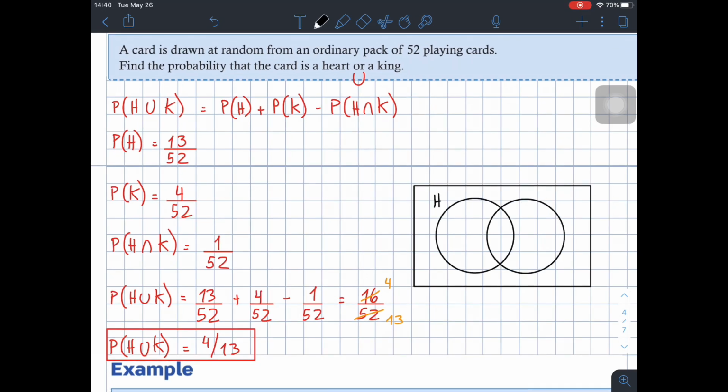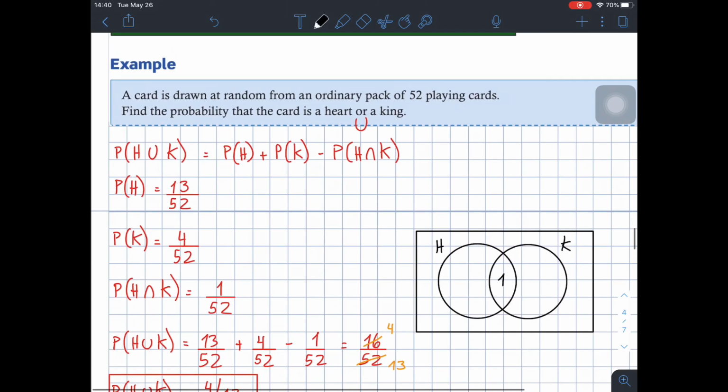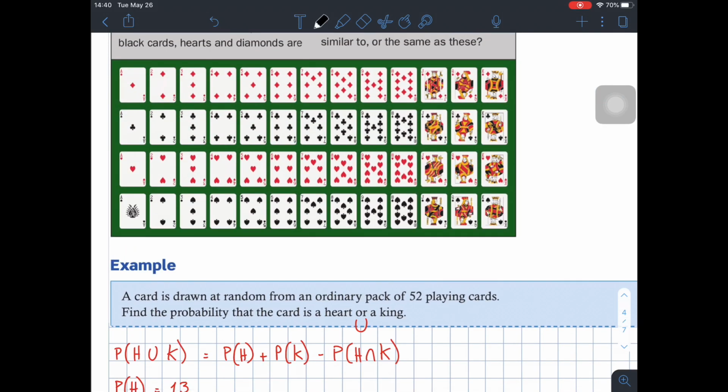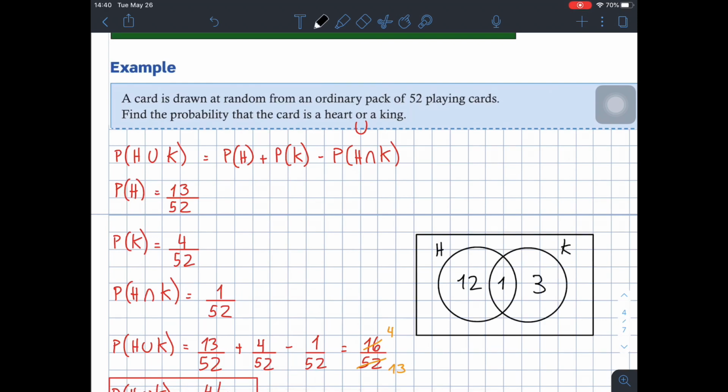We know that there is one heart which at the same time is a king, so we can write the value 1 in the intersection. There's only one king of hearts, okay? And how many hearts are remaining in the deck of 52 cards? We have 12 left, which are not the king of hearts, so we're having 12 here. The addition of these two is 13, which is correct. There are 13 hearts in the deck. And how many kings are we left with? We're left with 3 kings. In total, we should have 4 kings, and so that's fine.